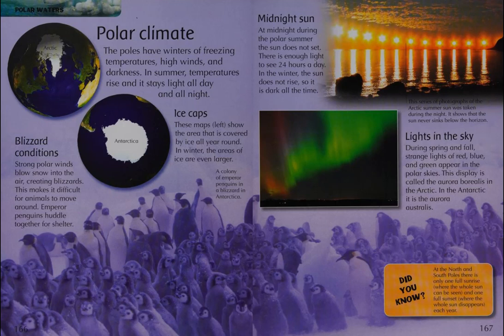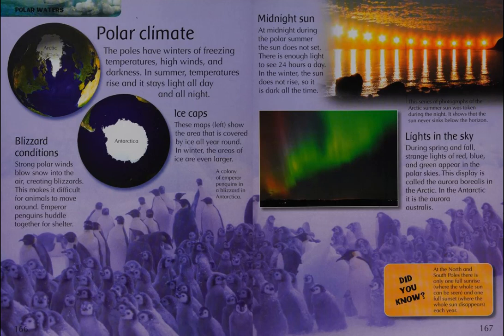Ice caps. These maps, left, show the area that is covered by ice all year round. In winter, the areas of ice are even larger. Antarctica. Arctic. Midnight sun. At midnight during the polar summer the sun does not set. There is enough light to see 24 hours a day. In the winter, the sun does not rise, so it is dark all the time. This series of photographs of the Arctic summer sun was taken during the night. It shows that the sun never sinks below the horizon.